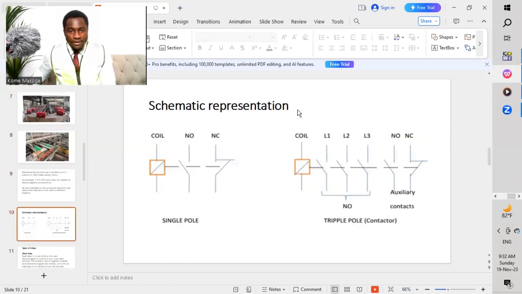Move to the schematic representation. So we have a single pole relay, and then we have a triple pole relay. As you can see, the single pole relay has a coil, and it has two sets of contacts, which are normally open and normally closed contacts. In the same way, we look at a triple pole relay, which is also called a contactor. In this case, these are mechanical relays. It has line one, line two, line three, and some auxiliary contacts which are attached to the contactor or to the triple pole relay. So we have NO and NC, which are normally open and normally closed contacts.